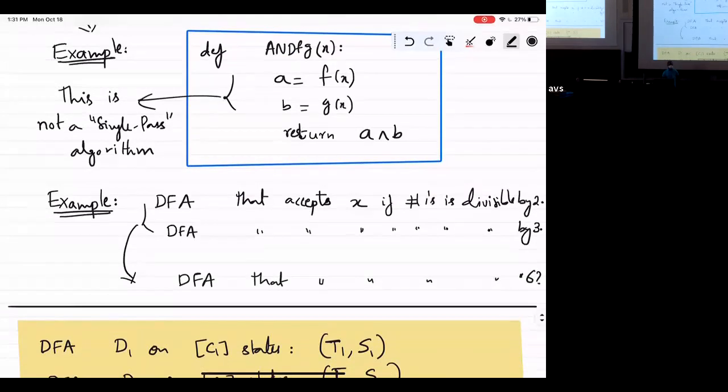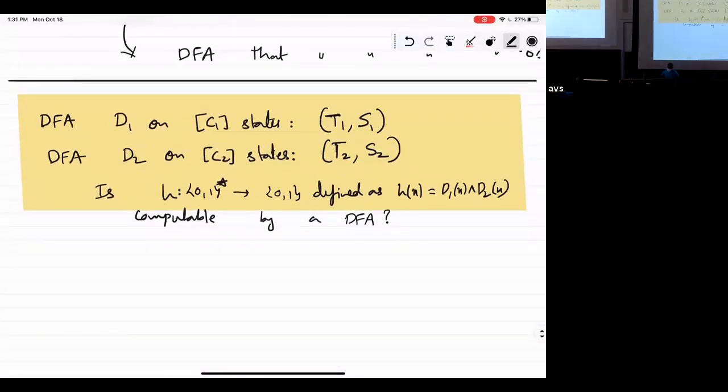Our first attempt failed because it ended up not being a single pass algorithm. But luckily, otherwise the model would not be very interesting, you can actually compute ANDs of DFAs again as a DFA. There is a way to compute the AND still only doing a single pass. Any idea how I might be able to do it? Yeah? Could you create a distinct state for each combination of two states, B1 and B2?